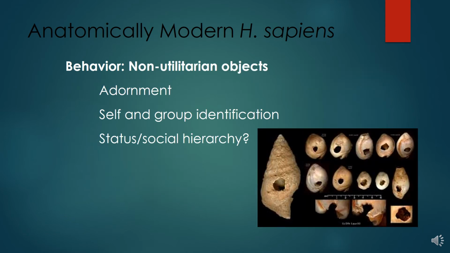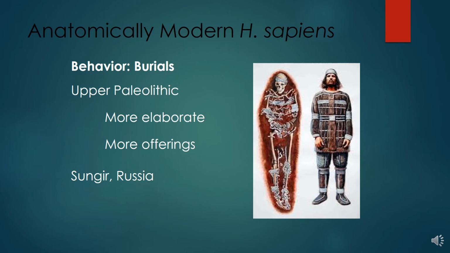These adornments are also used for self and group identification. So we again see an increase in the sociality of anatomically modern humans. And some of these objects, these non-utilitarian objects, so decorations, may have been used to signal status or social hierarchy within a group. We also see much more elaborate burials and burial offerings with anatomically modern humans.